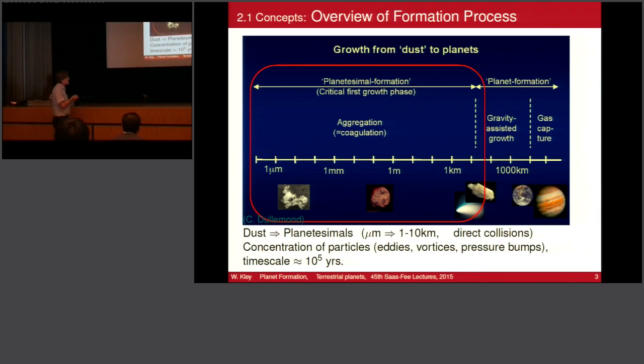So dust may collect in vortices, which may enhance the growth, or in pressure bumps, which are radial variations in the pressure distribution in the disk. Usually the pressure is falling off with radius, but there may be a maximum at a certain radius, caused by an opacity transition at a certain location in the disk. So you may collect particles there as well, or by a transition from a dead zone in a disk to an active zone, as we will hear later on today.